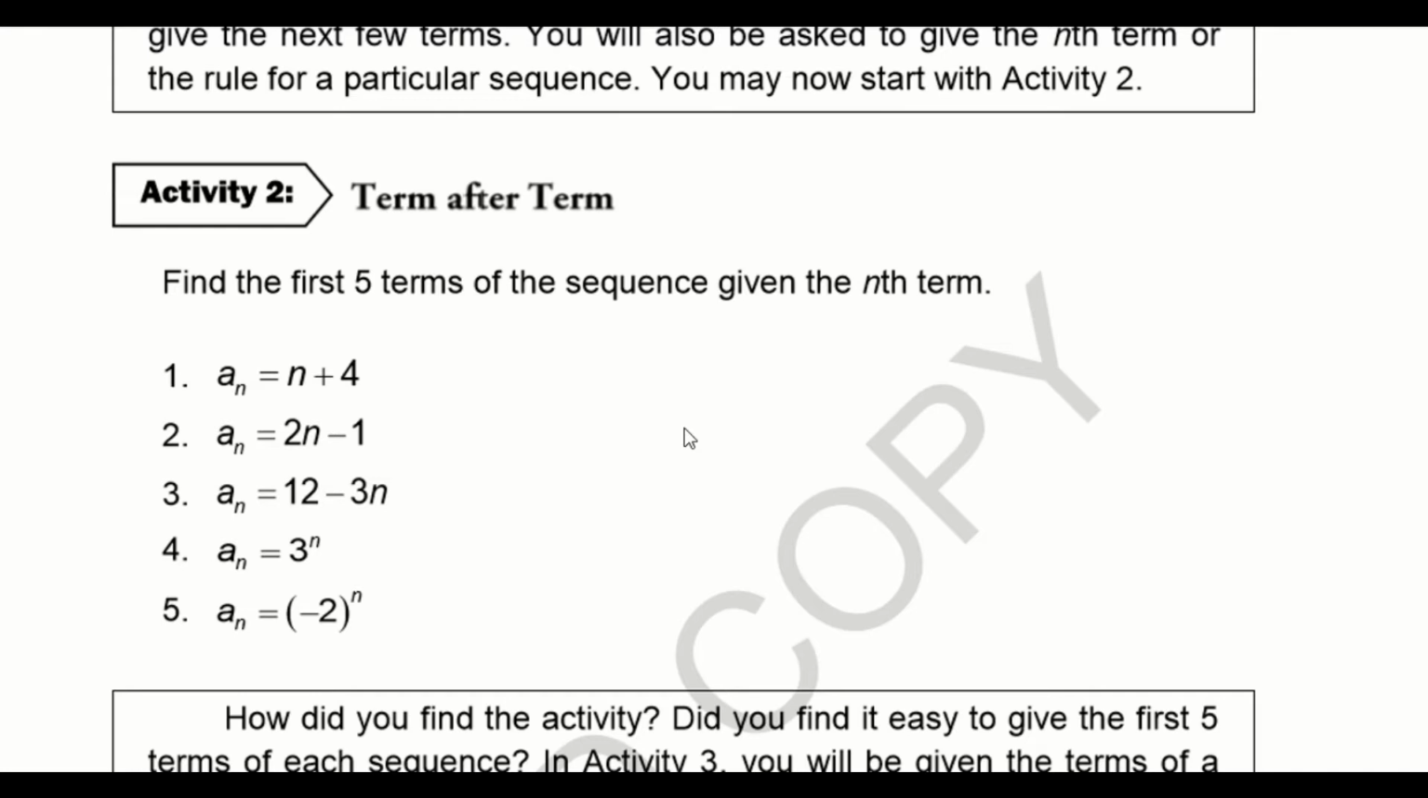You are going to find the first 5 terms of the sequence given the nth term. Number 1, a sub n equals n plus 4. Number 2, a sub n equals 2n minus 1. Number 3, a sub n equals 12 minus 3n. Number 4, a sub n equals 3 to the power of n. And number 5, a sub n equals negative 2 to the power of n.